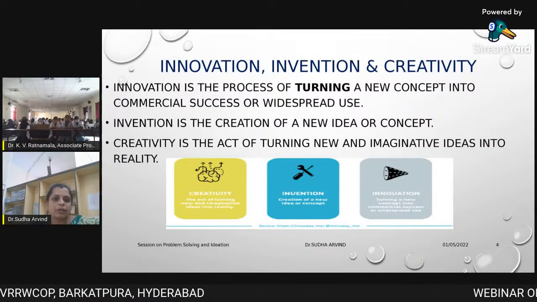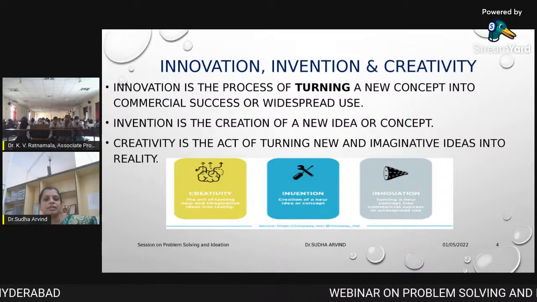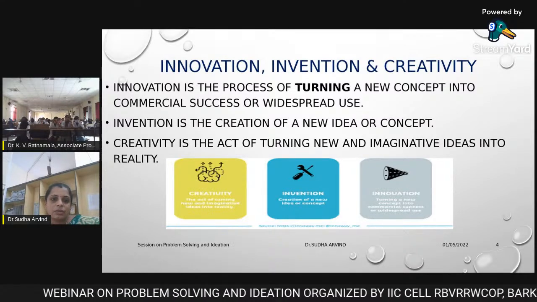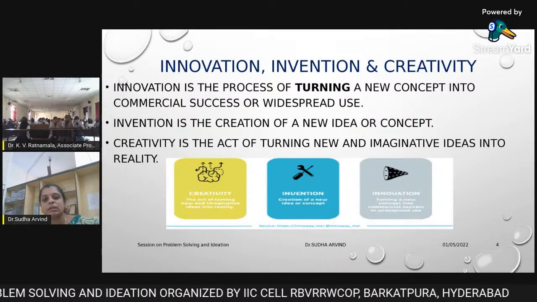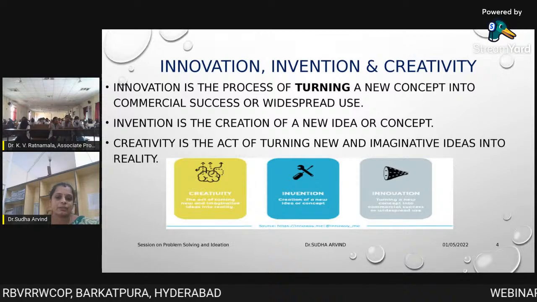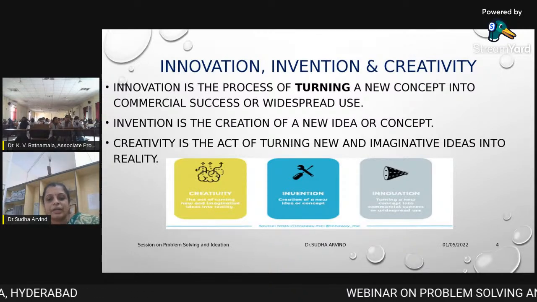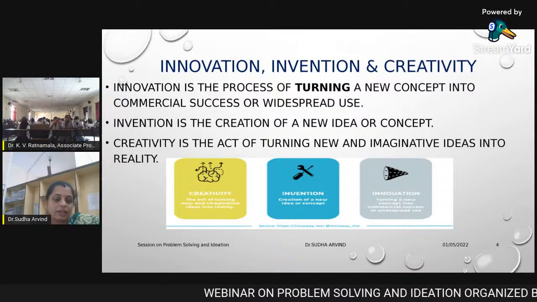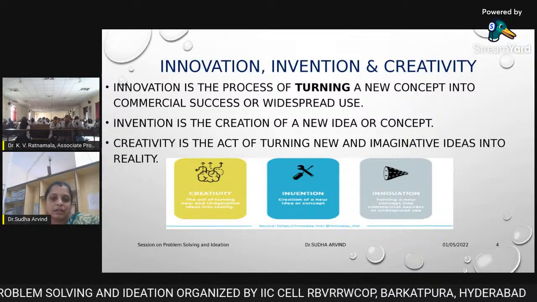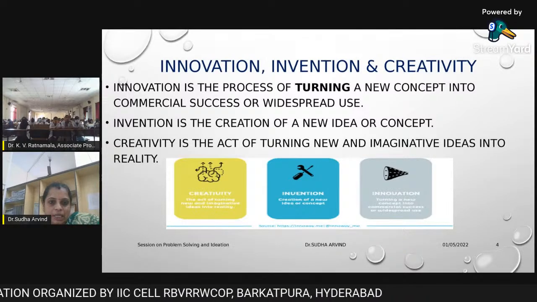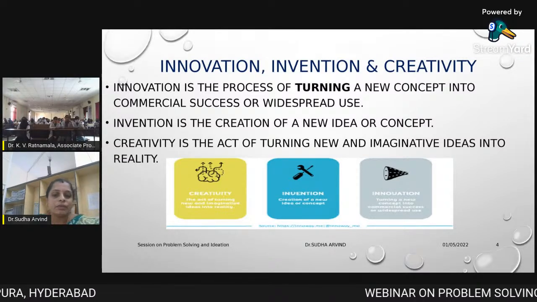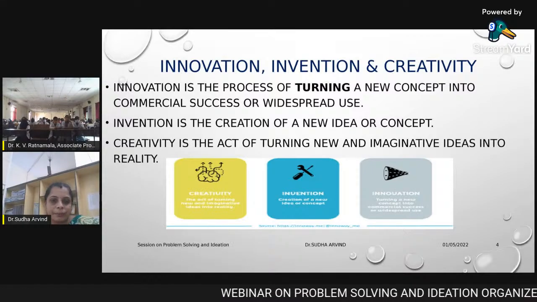So after the definition of innovation, next is invention. It is the creation of a new idea or a concept. Next, creativity. It is the act of turning new and imaginary ideas into reality. So that is about the creativity aspect. You will have n number of ideas, and you are drawing anything creatively. Whatever is existing, it is existing, but how you are going to represent that creatively, right? So these three are the main aspects before we enter into the concept of problem solving and design thinking. These three you should know, and how they differ from each other, right?